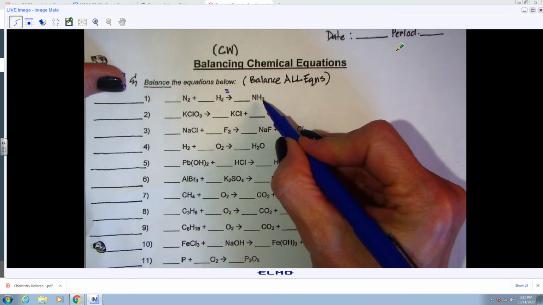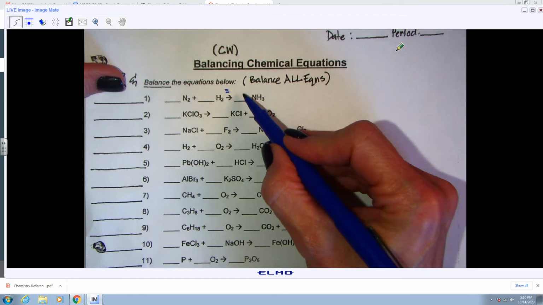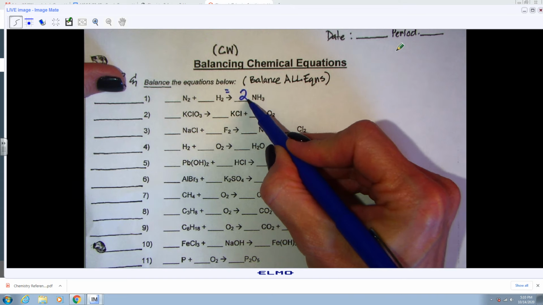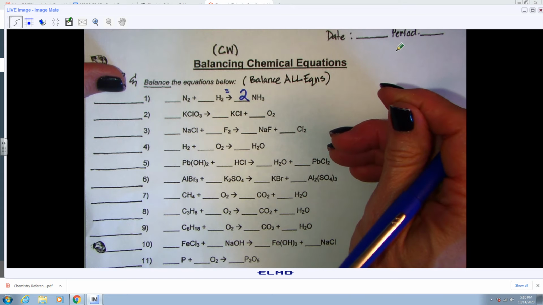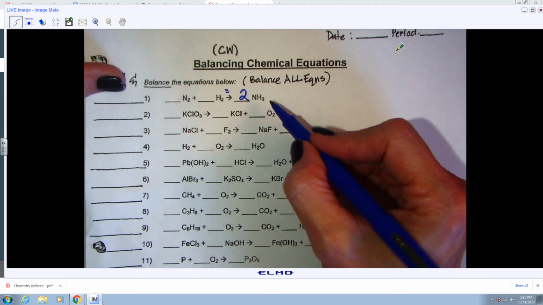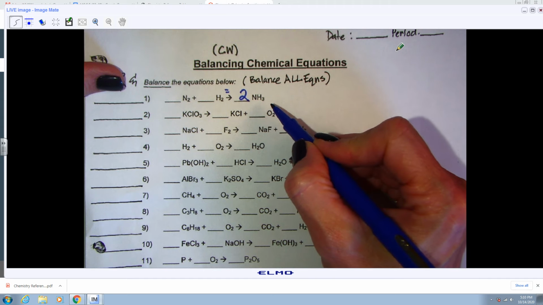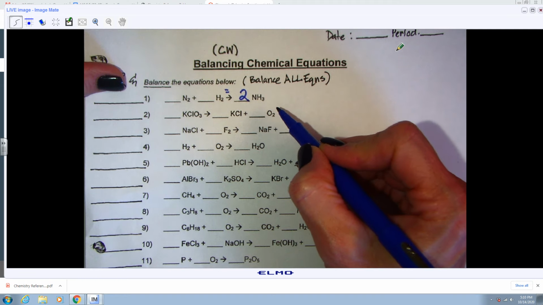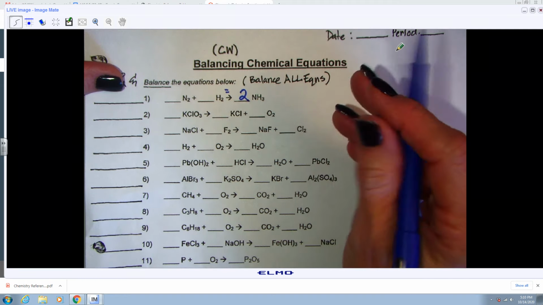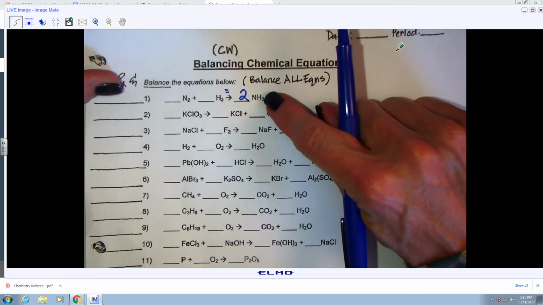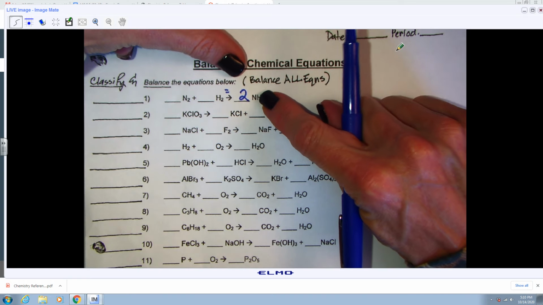So since there's a 3 here, and the odd numbers are typically kind of challenging to work with, I always start by using a 2 coefficient in front of the compound where the odd number was found. So remember, if a 2 doesn't work, you might want to try using a 4. If a 4 doesn't work, you might want to try using a 6. But usually a 2 or a 4 will do the trick. So now, we're going to kind of go back and forth until we see that every atom is balanced.